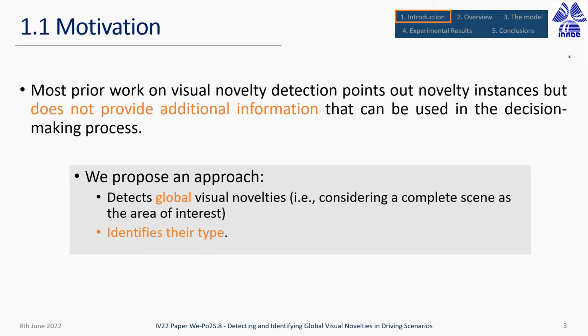On the other hand, most prior work on visual novelty detection points out novelty instances, but does not provide additional information that can be used in the decision-making process. We propose an approach that is able to detect global visual novelties, considering a complete scene as the area of interest, at the same time that it identifies the type of novelty.